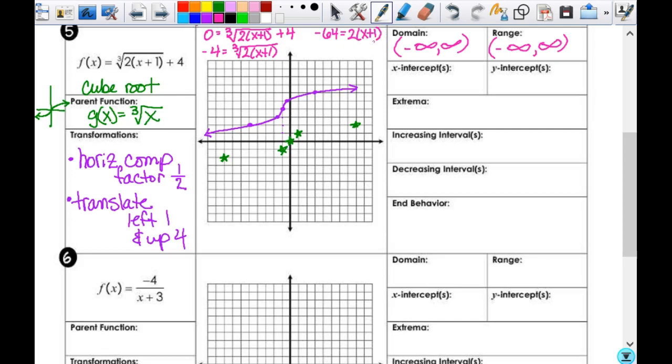Do I have to distribute that 2 in? No, I can, but I totally wouldn't. I can go ahead and divide and get -32 equals x plus 1. So what does x equal? -33.